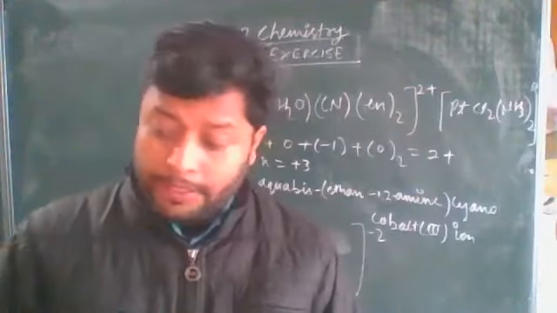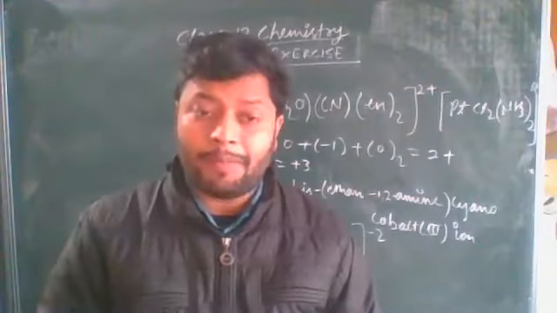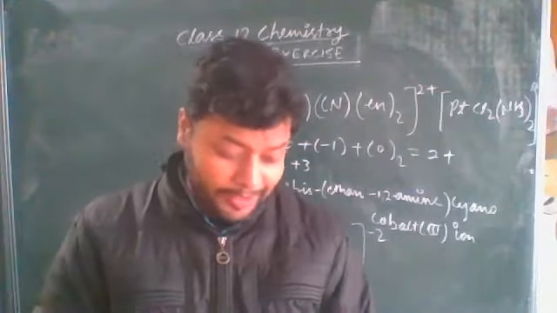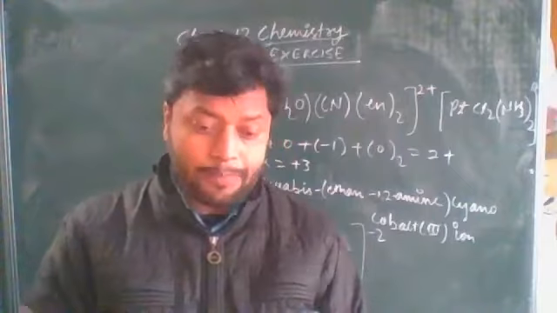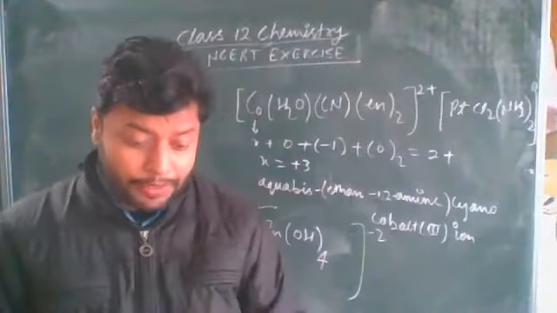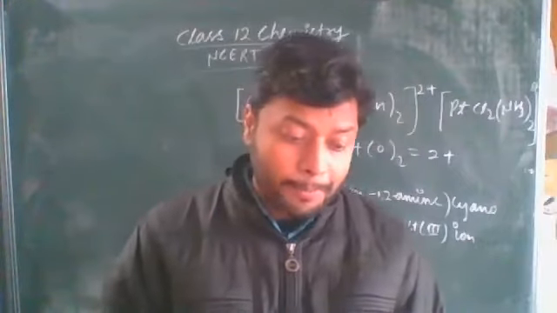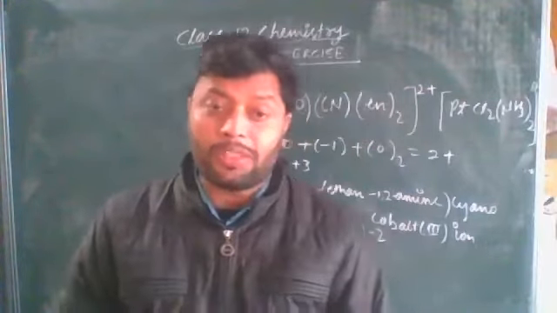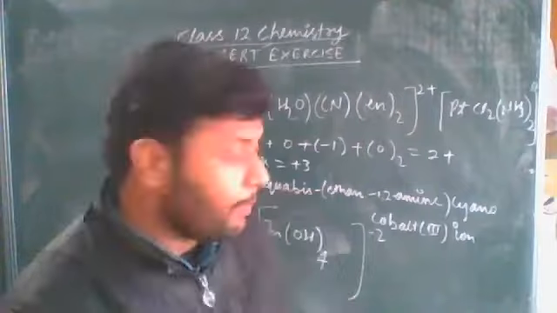In the same way, you can write the IUPAC names of the given compounds in question number 9.7. Now we can move to the valence bond theory questions, because those are the important ones given here. We can start from question number 9.13.